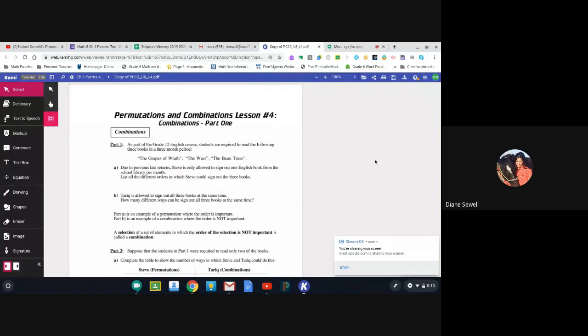Okay, so chapter, I think we're in 6. This is lesson 4, and we're going to start talking about combinations. Previously we were talking about permutations and combinations, and basically what you know to be combinations are usually permutations because permutations require an order.